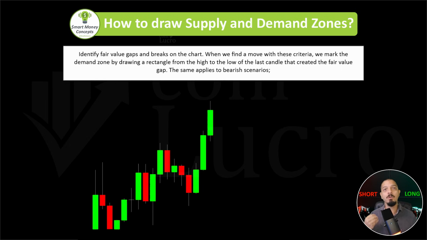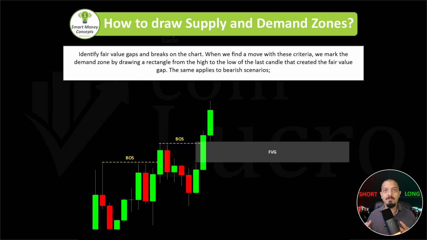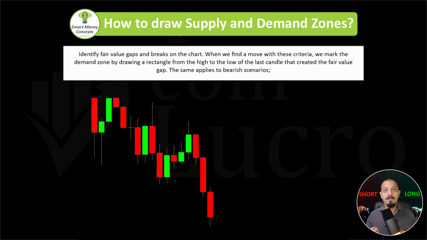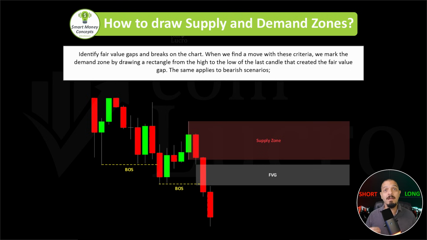Next, let's discuss how to draw supply and demand zones on the chart. Let's start with the basics. Identify fair value gaps and breaks on the chart. When we find a move with these criteria, we mark the demand zone by drawing a rectangle from the high to the low of the last candle that created the fair value gap. The same applies to bearish scenarios, regardless of the candle's color. Mark the last candle that created the fair value gap as the supply zone. Traders have various methods to mark these zones, but the key point is to place your stop loss in a safe position to protect against market fluctuations.